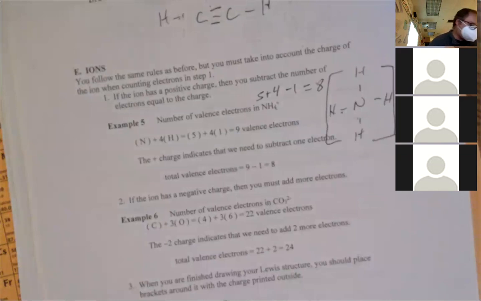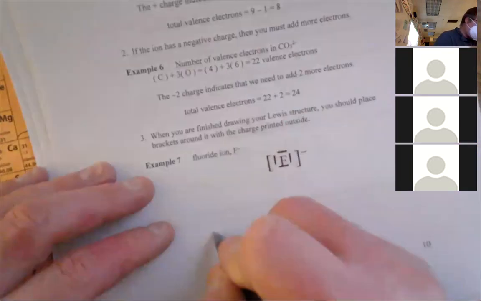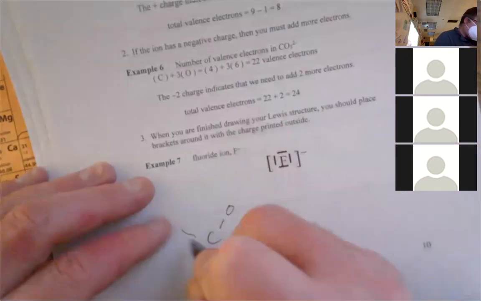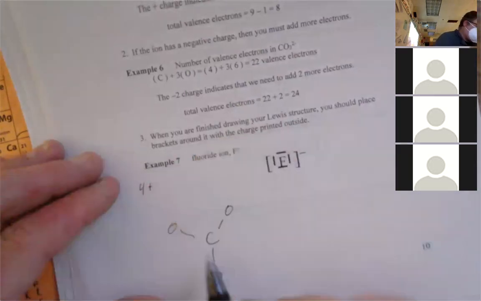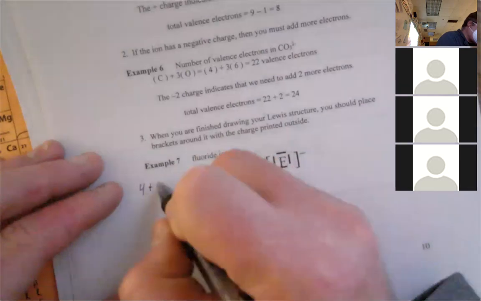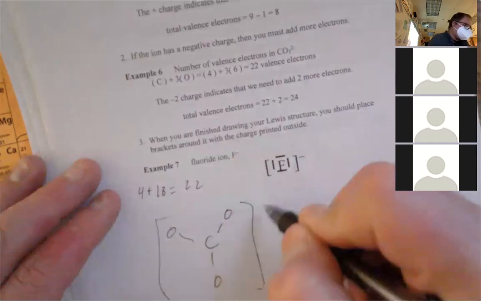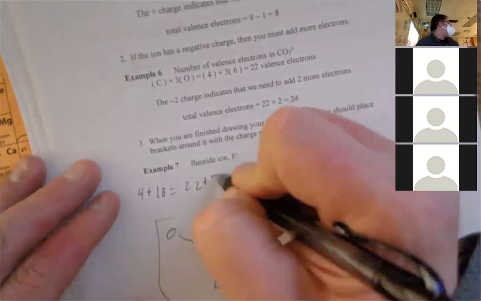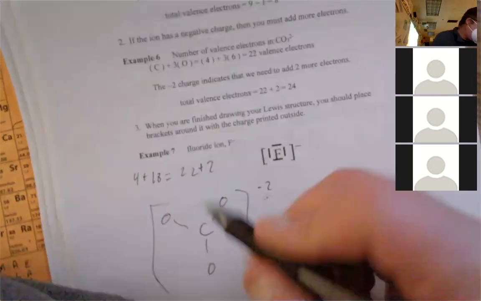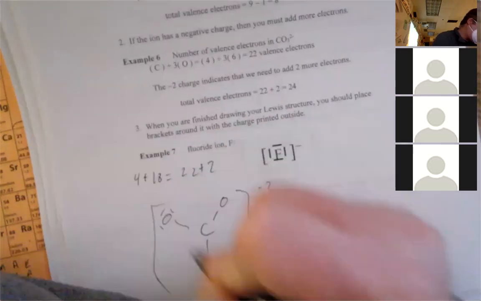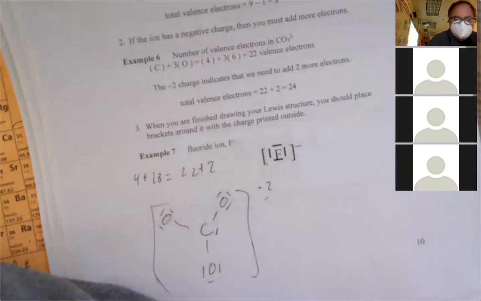Let's try this CO3, that might be fun. So CO3 2 negative, C in the middle, O, O, O. Carbon is 4, plus 6 times 3 is 18. That equals 22. But remember, it has a -2 charge. Since it's -2, that means it's added electrons. So we're going to add 2 to that. So 2, 4, 6, 8, 10, 12, 14, 16, 18, 20, 22, 24.